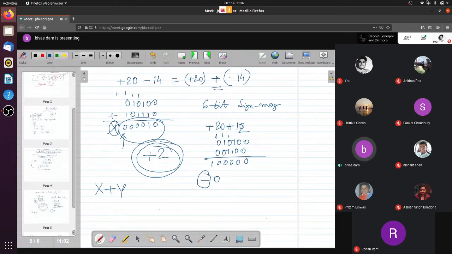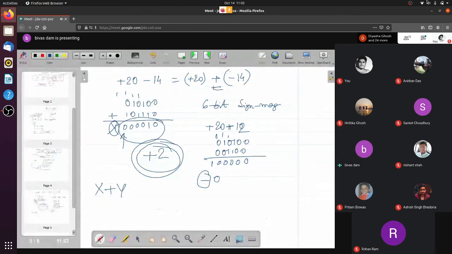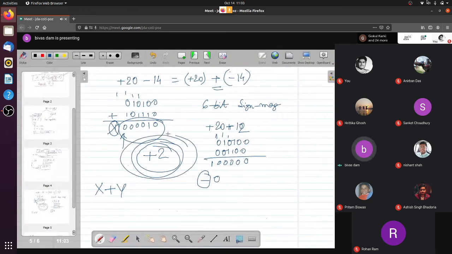I can represent plus 20 using the sign magnitude number system. I can represent minus 14 using the sign magnitude number system. Both are valid. But if I go for plus 20 plus minus 14, I cannot get the result of plus 6. I am getting the result of plus 2. So that is not giving me the correct result.